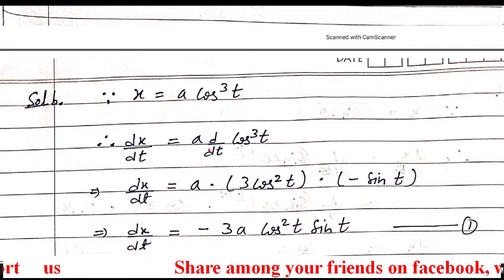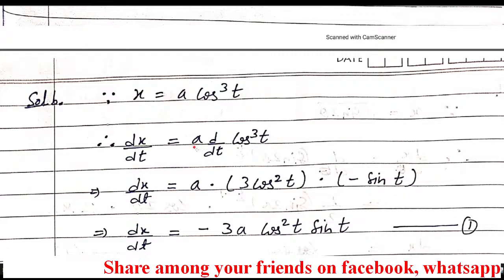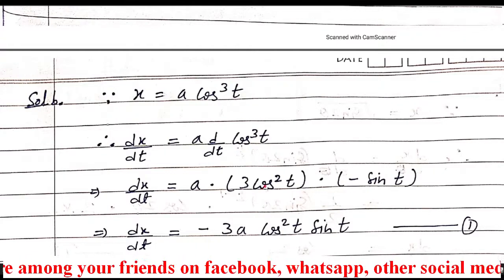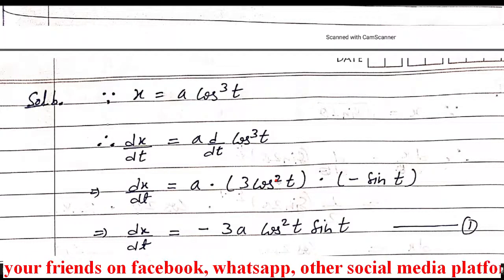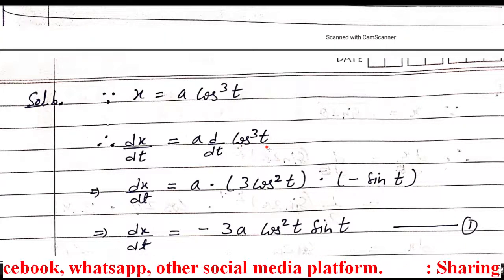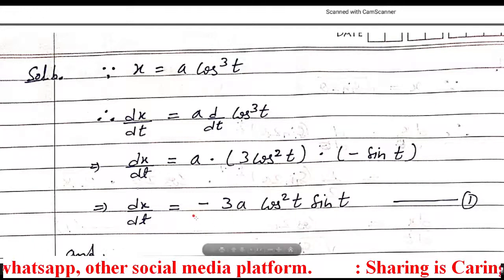So dx over dt: a will come in as a coefficient. We have to differentiate by the x^n formula, that is n x^(n-1). So 3 minus 1 is 2. Then use the chain rule. Differentiate cos t, you will get minus sin t. So this is dx over dt.